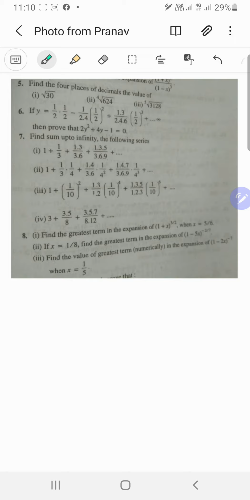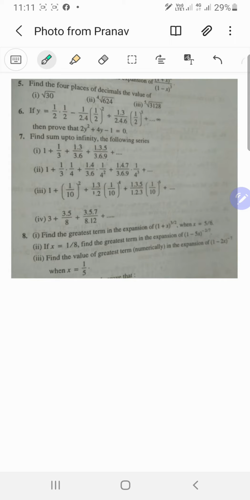Okay, so enough time spent. Let's move to the second question, I mean the sixth question, which is that if y equals this expression, 1 by 2 into 1 by 2 minus 1 by 2 into 4 into 1 by 2 squared plus 1 into 3 upon 2 into 4 into 6 into 1 by 2 cubed, and so on till infinity, then prove that 2y squared plus 4y minus 1 equals 0.